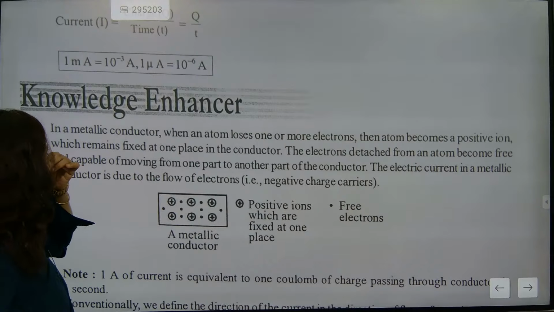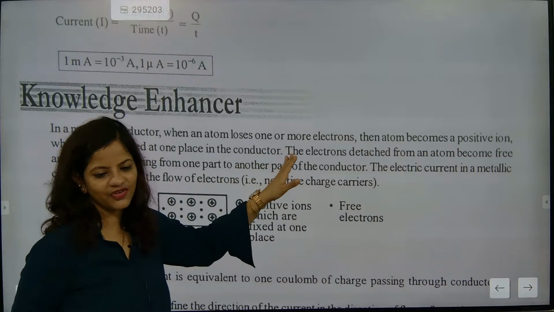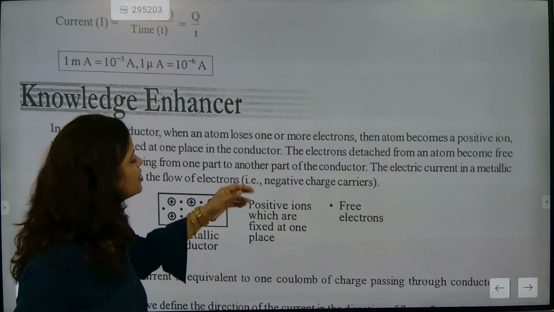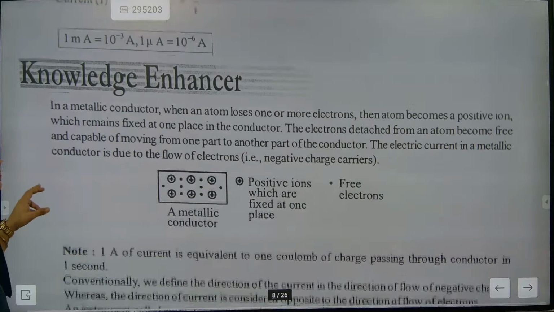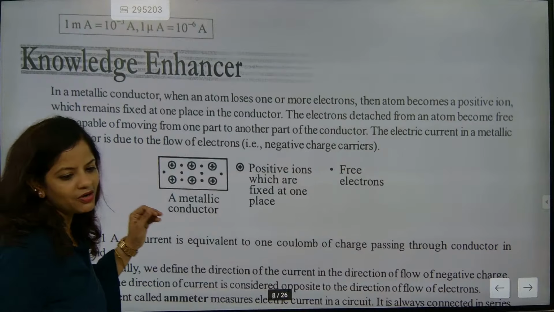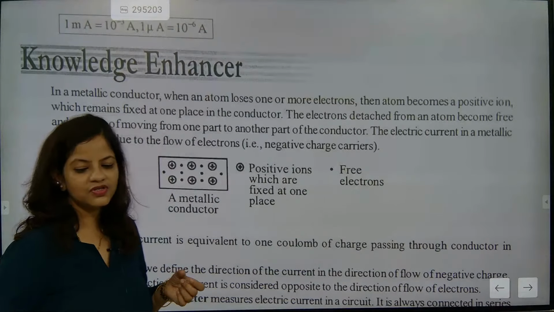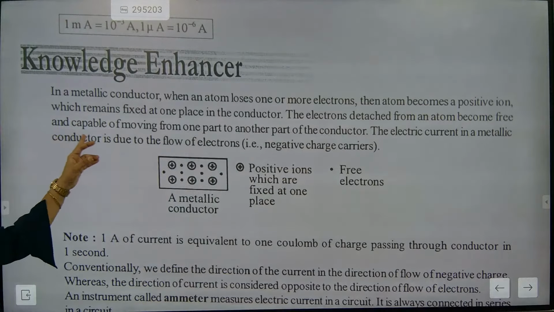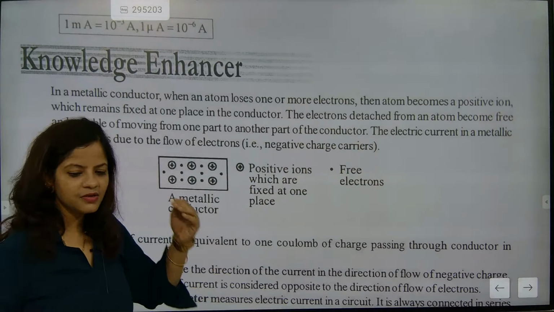These positive ions remain fixed at one place in the conductor. The atoms are fixed; who is dancing is the electrons. The electron detaches from the atom, becomes free and capable of moving from one part of the conductor to another part. That's the most important thing.